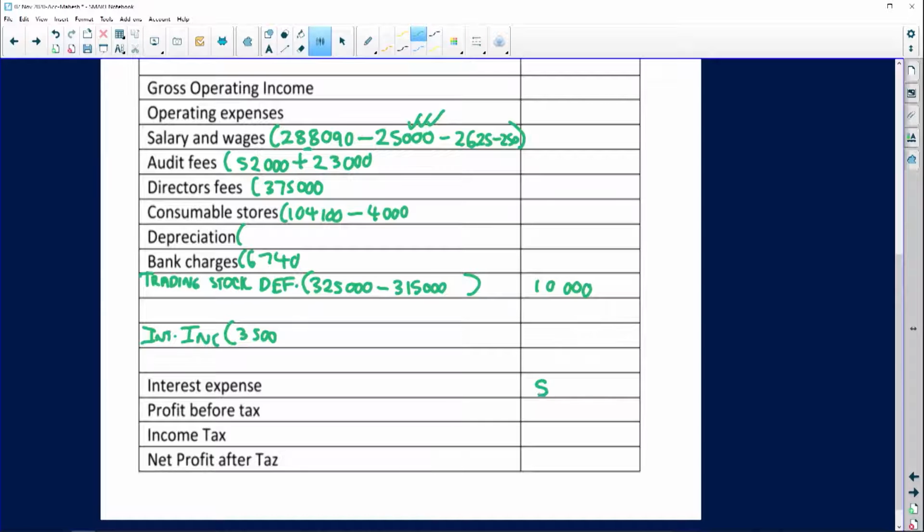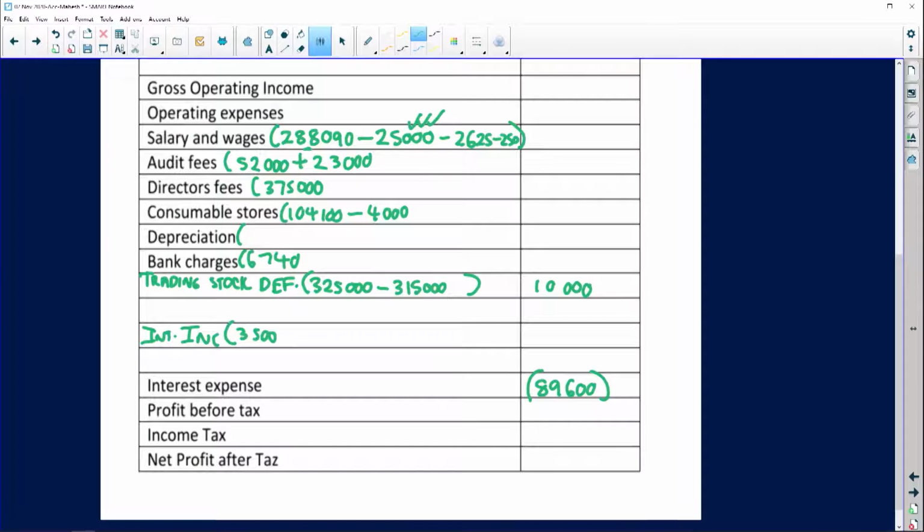So it's an amount of 89,600. Remember, it's got to be in brackets. You may come across other interest expenses, for example, interest on overdraft. If that was the case, remember, you are showing your calculations in brackets. Right, so please make sure that for this amount, the calculation that I did earlier on, that you've got the calculation in brackets. Don't ever show calculations on your question paper where the information is.